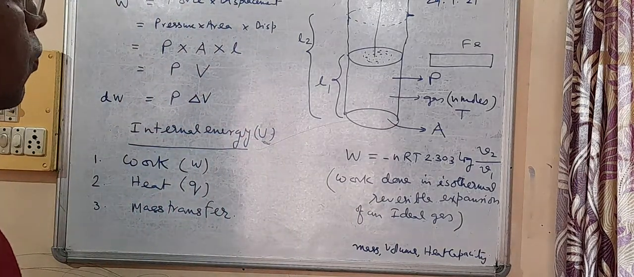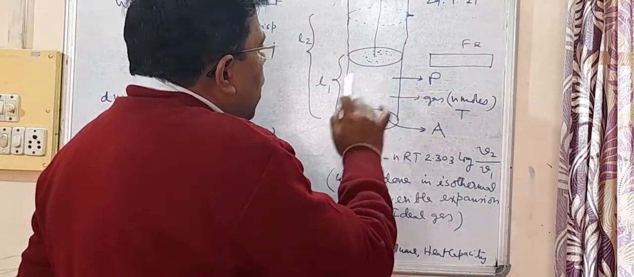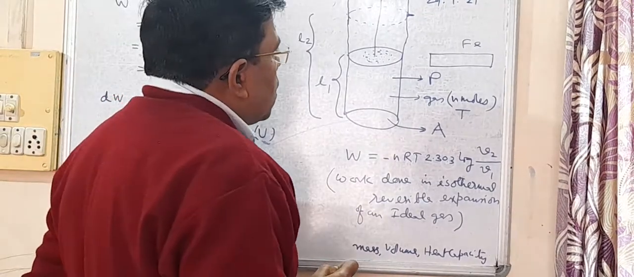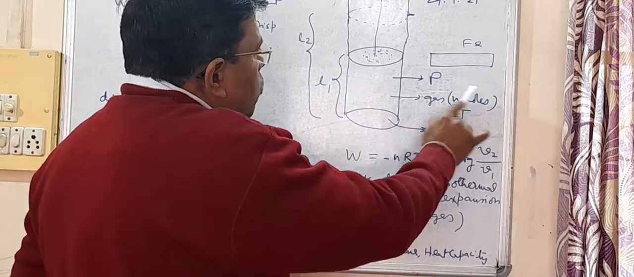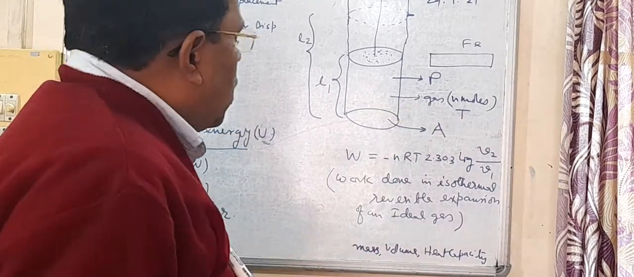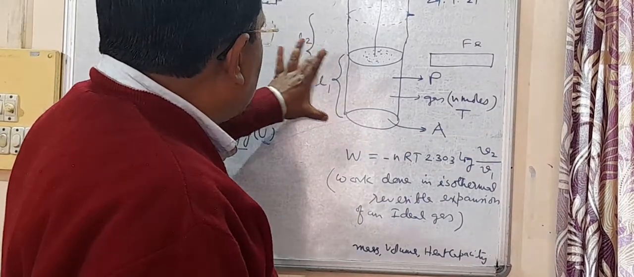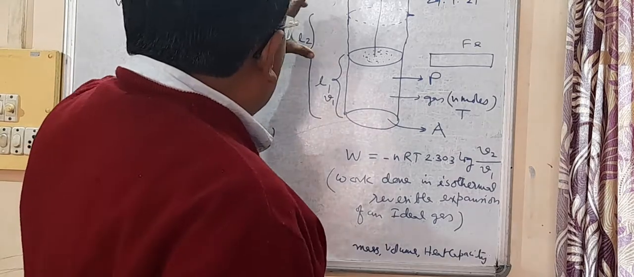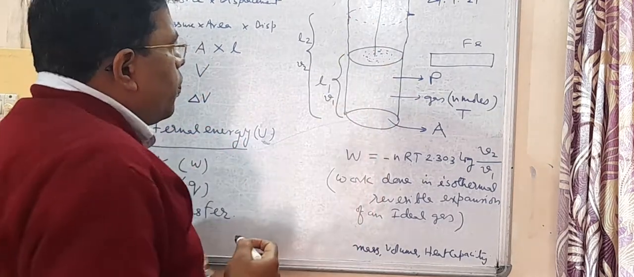So for that, again we are coming to this. We have a cylinder which is fitted with a frictionless piston. Piston means it is capable of moving up and down. And we have here n moles of ideal gas at temperature T and pressure P. Suppose the area of cross section of the cylinder is A, and this length is L1, and the corresponding volume is V1. This length is L2, and the corresponding volume is V2.